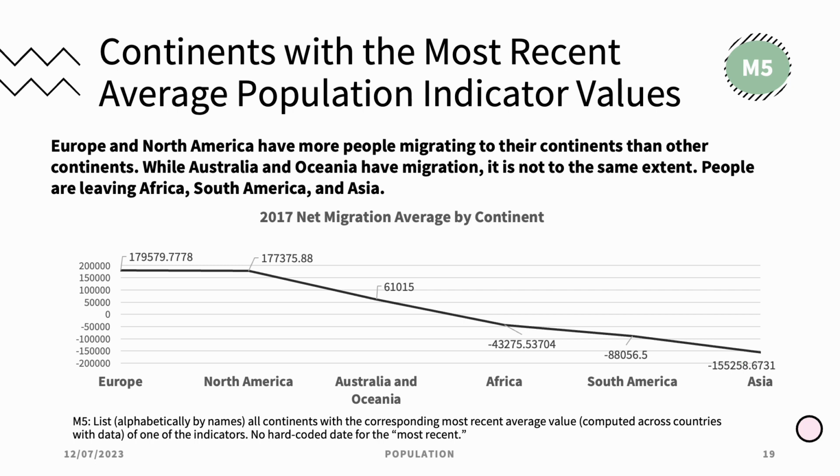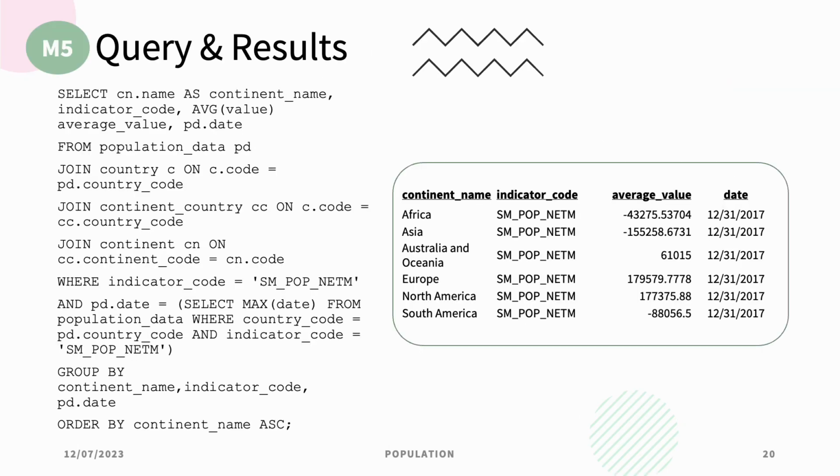In M5, we looked into net migration of each continent. In the chart, you can see that Europe and North America have more people migrating to their continents than any other continent. Australia and Oceania also have migration, but it's far less in comparison. People are also leaving countries such as Africa, South America, and Asia. And this is the code that we ran to get our results.